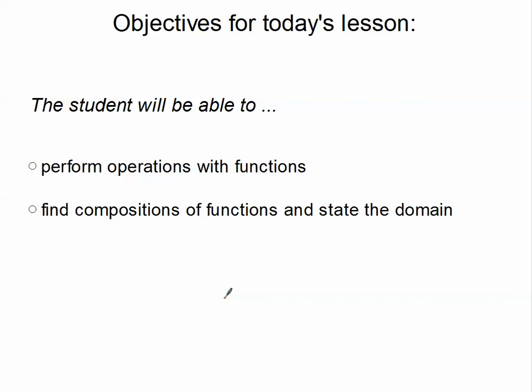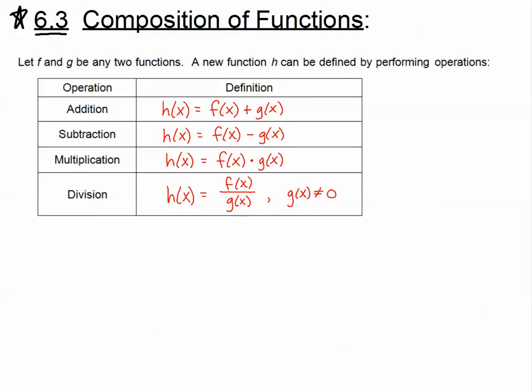In this second tutorial, we will find compositions of functions and state the domain. So at this level, when we're talking about domain, really we're only talking about whenever there's a denominator. We already talked about this in the previous tutorial. If we divide two functions together, if we have a denominator, our denominators can never be equal to 0. So we do have to watch out for domain when we're talking about division.